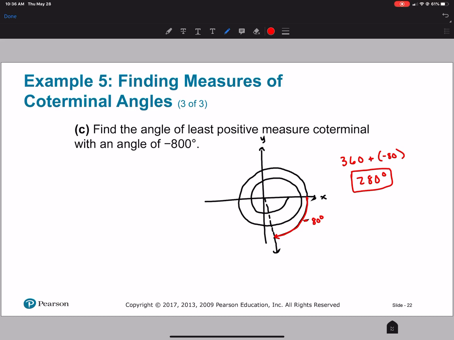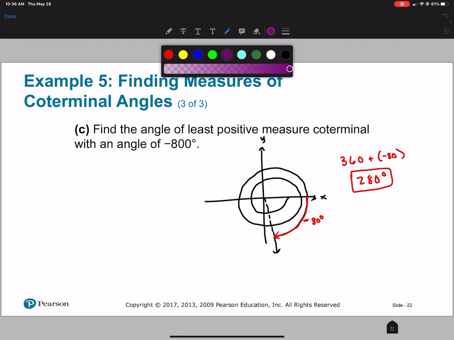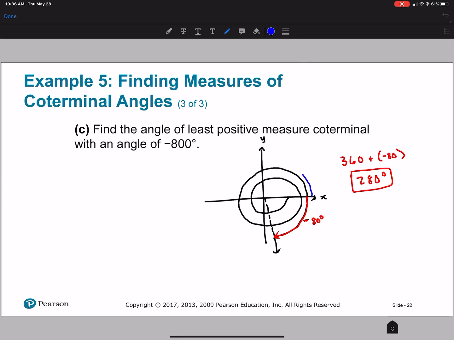280 degrees. Now, you know when I'm talking about that, I'm going around and I'm actually getting this. So that's where my 280 degrees comes from. So just keep that in mind. So let's look.